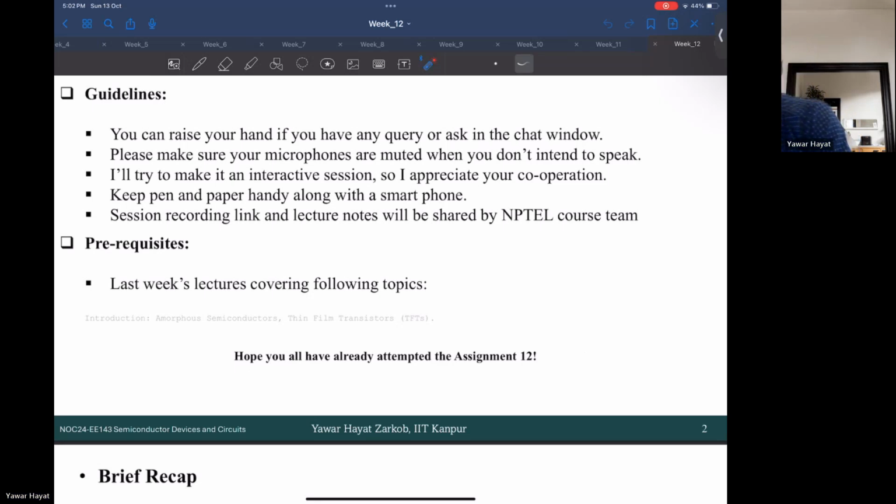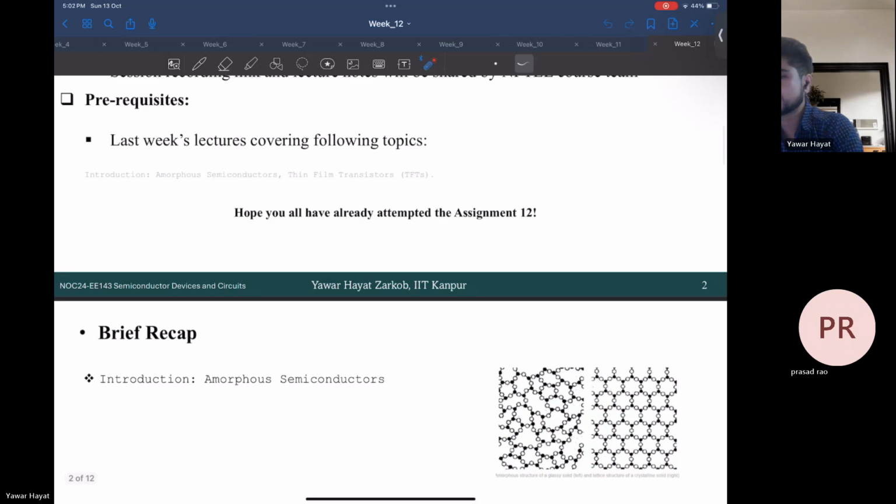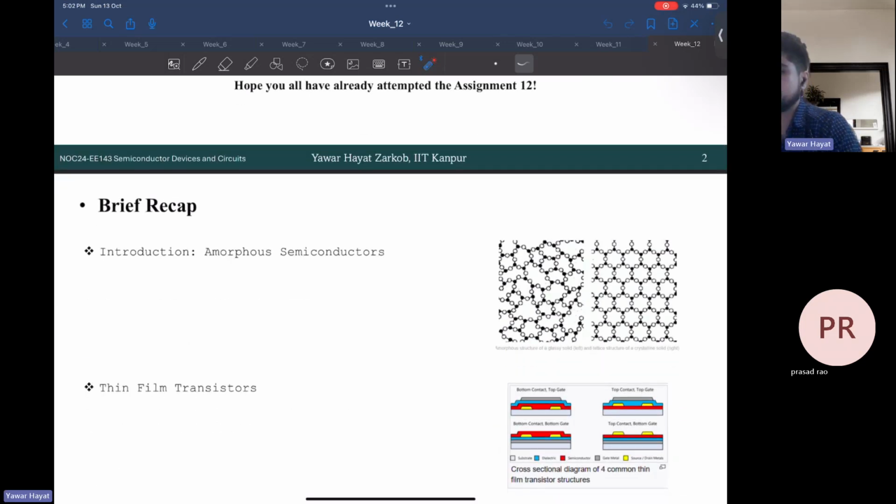The prerequisites include the last week's lectures, which covered the following topics. Amorphous semiconductors were introduced, and we had a discussion on thin film transistors. I'm assuming that since there is no one at present in the meeting, you would all watch this session after attempting assignment 12 first. Okay, so now let's move forward.